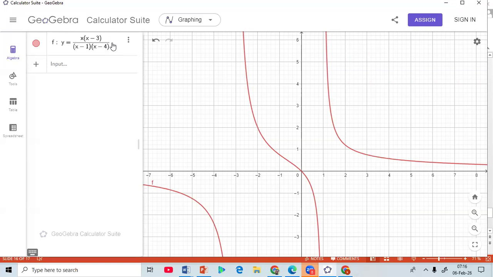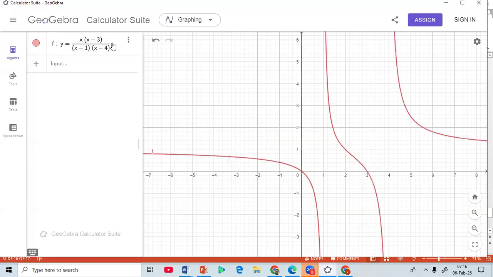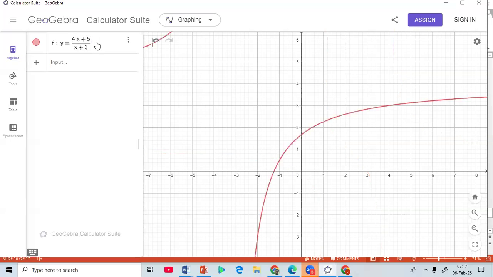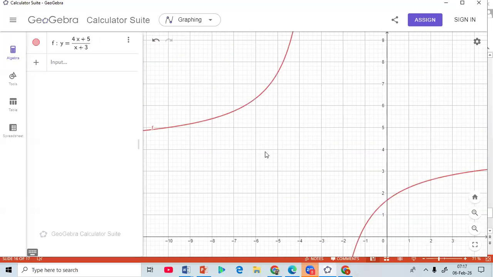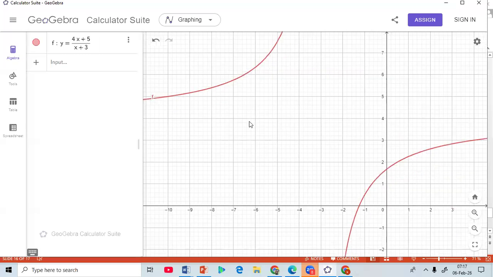The second one will look like that. Hope you have finished that one. Then the last one is going to look like this. The last one will look like that. You have seen.